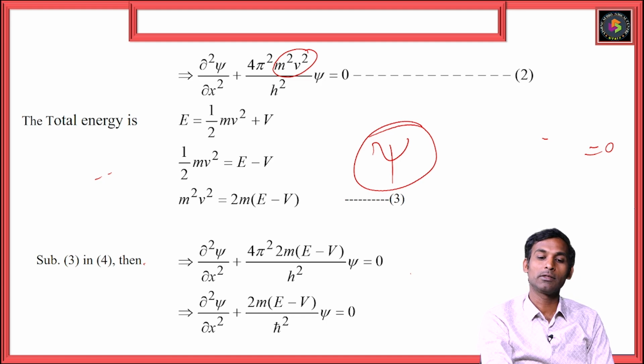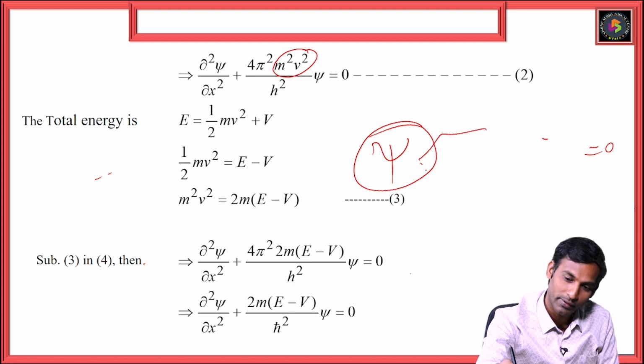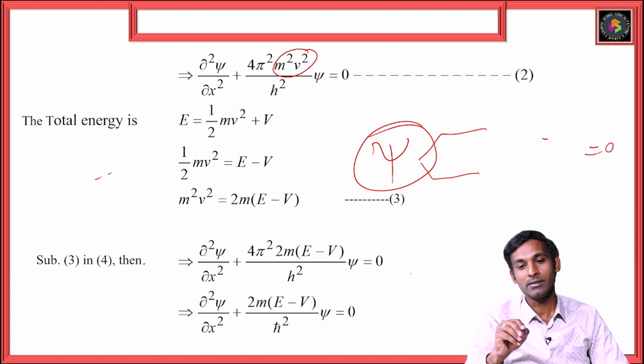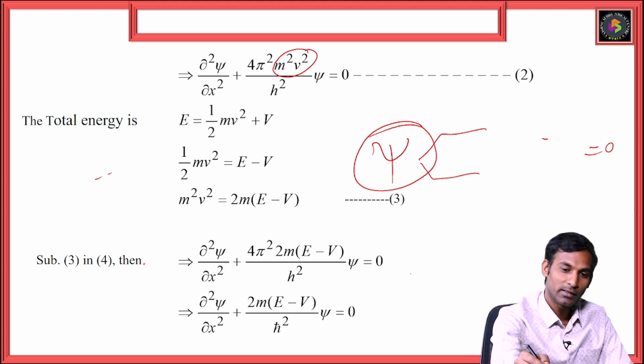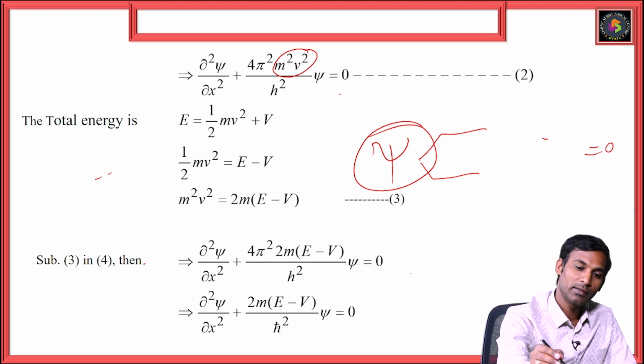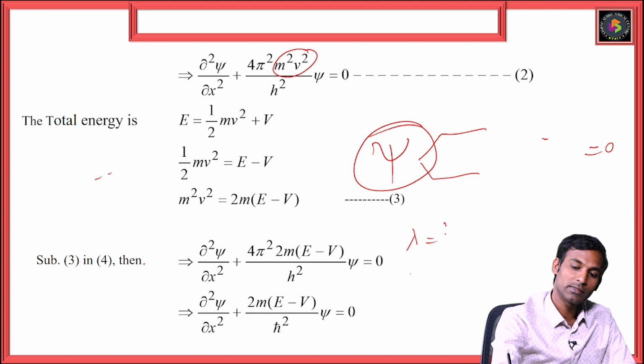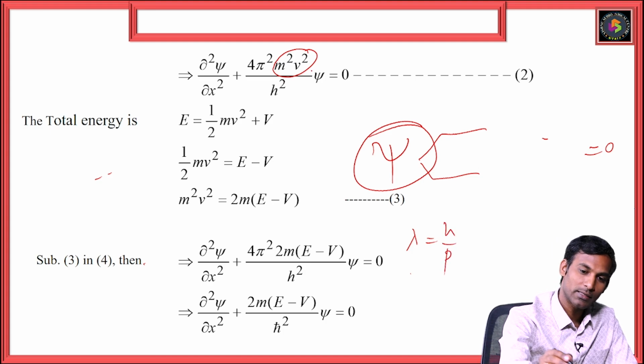The main point for the Schrodinger time independent equation: the wave function has particle plus wave aspects. It connects the wave aspects plus particle nature. That's why the wave function is modeled as a plane wave equation. From the plane wave equation we derive the equation by differentiating twice, and then we substitute lambda equal to h by p, the de Broglie wavelength, which is mass into velocity.